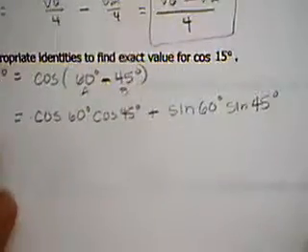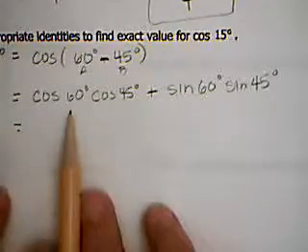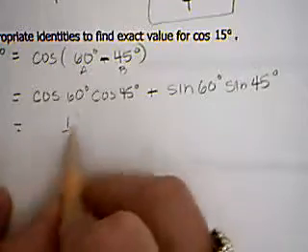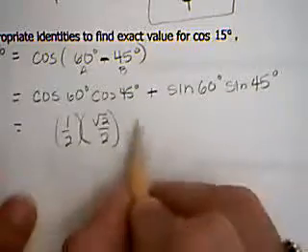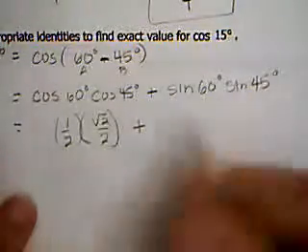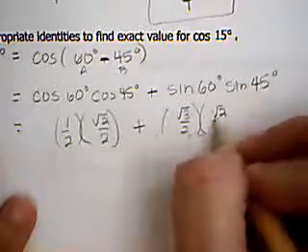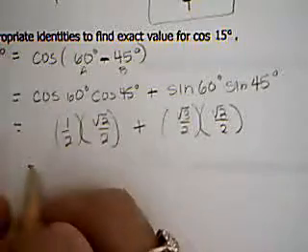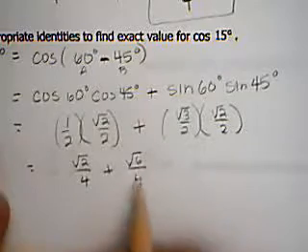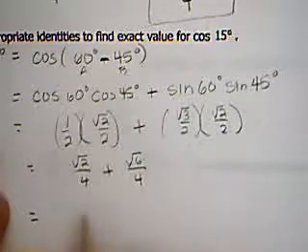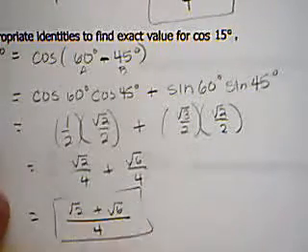Then again, you've got to remember these values. What is the cosine of 60 degrees? It's 1/2. The cosine of 45 degrees is square root of 2 over 2. The sine of 60 degrees is square root of 3 over 2. And the sine of 45 degrees is square root of 2 over 2. Multiply, so we would have square root of 2 over 4 plus square root of 6 over 4. It almost looks the same as what we had on number 1, but it's square root of 2 plus square root of 6, all over 4.